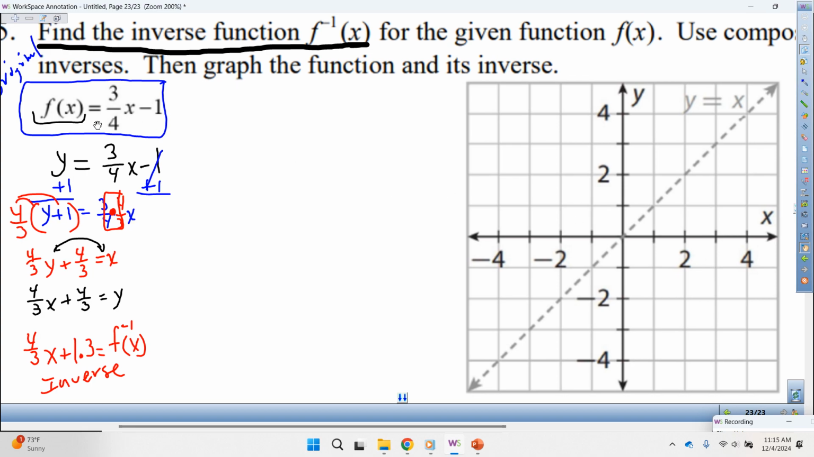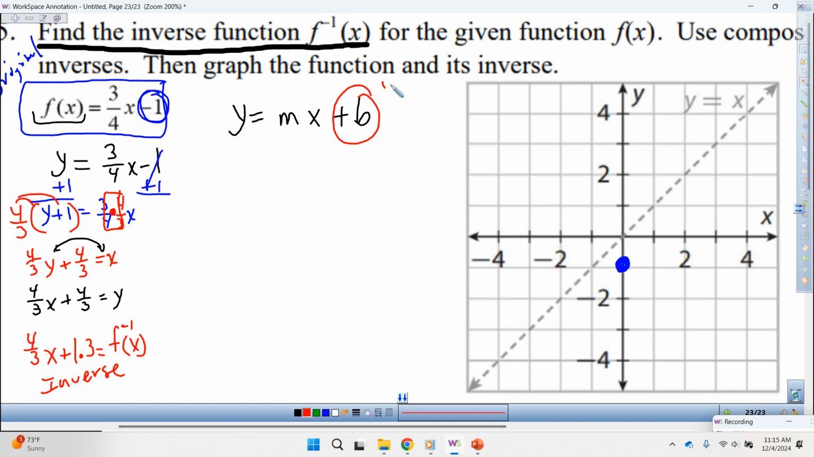Mario, pass them on. Caitlin, where do we start on the blue one? Where do we start to graph that? Negative 1 of y. So we go to negative 1 of y, which is right here. And where do we get that from? This part right here. That's our y-intercept.